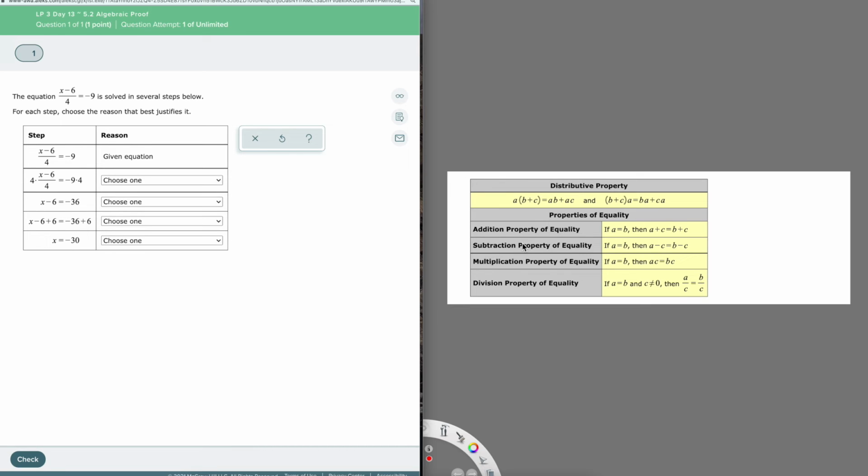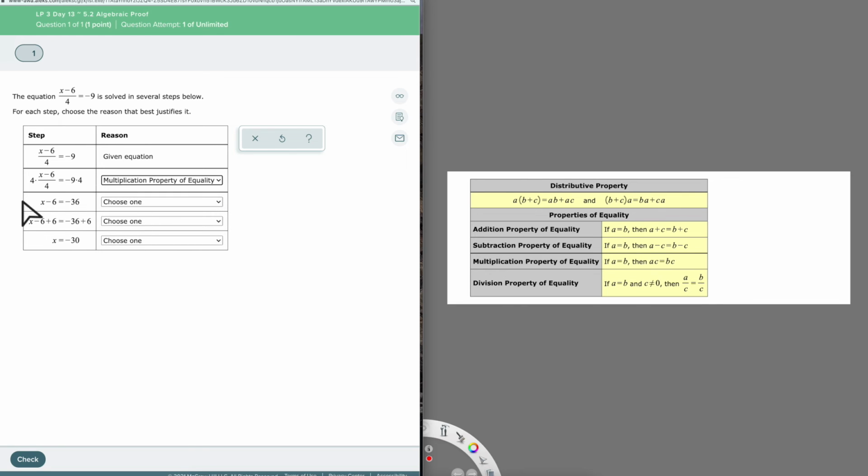We have the addition property, saying I can add the same thing to both sides. The subtraction property says I can subtract the same thing from both sides. The multiplication property, I can multiply the same thing on both sides. And then the division property, I can divide the same thing on both sides. So I'm multiplying by 4 on both sides. That is the multiplication property of equality.